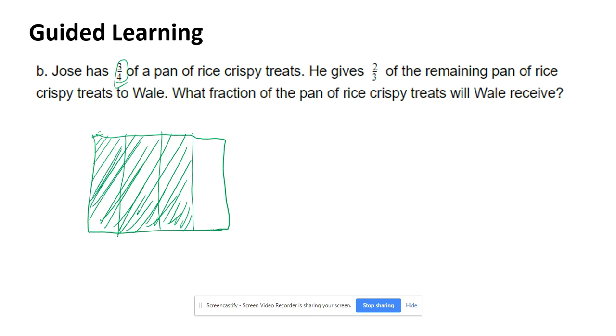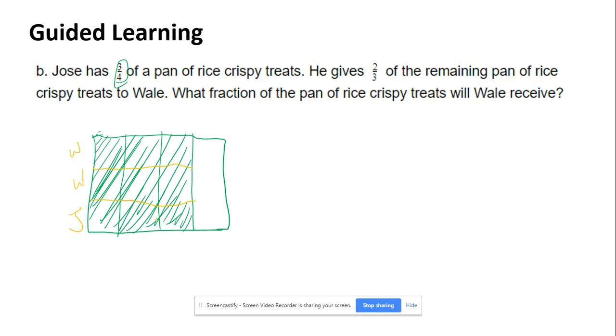Okay, so the green shaded parts represent the fraction of Rice Krispie treats that Jose has. He's going to give 2/3 of these Rice Krispie treats to Whale. So 2/3 means that we're cutting these into thirds. So if we cut the Rice Krispie treats into 3 parts, we're giving this portion to Whale, this portion to Whale, and then Jose is keeping this portion.